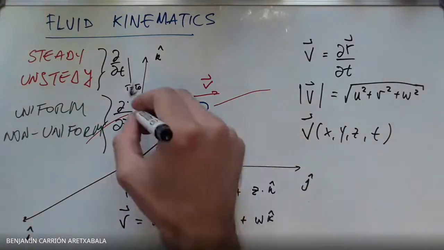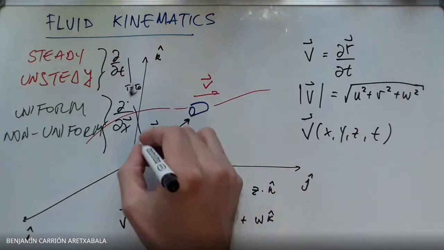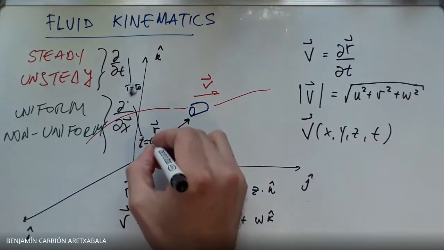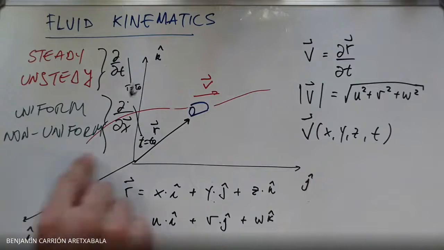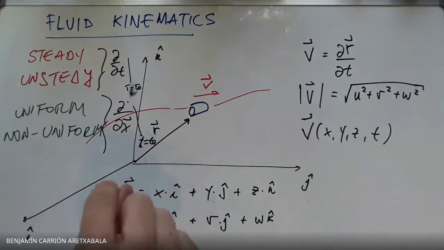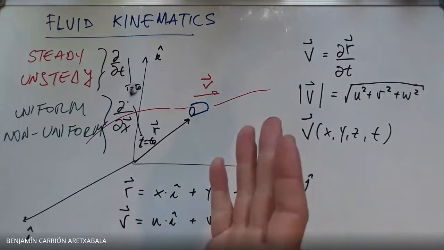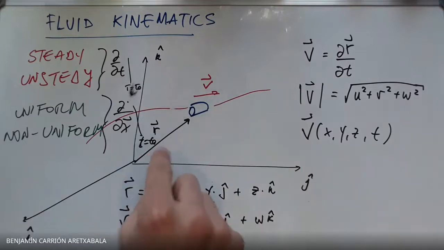I'm sorry, I'm just drawing on top of myself. This is being evaluated at some point, at some time, I mean. So if the flow changes over space, then it's non-uniform. And if it's constant over space, then it is uniform. Okay, but that is evaluated at one point in time.